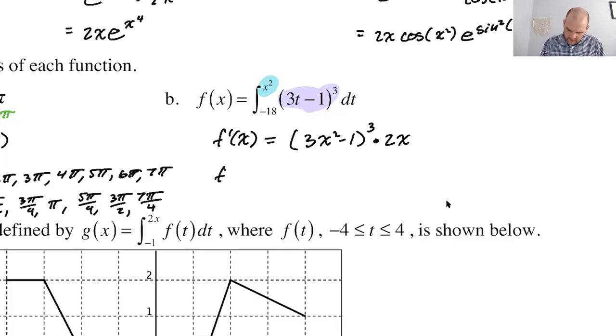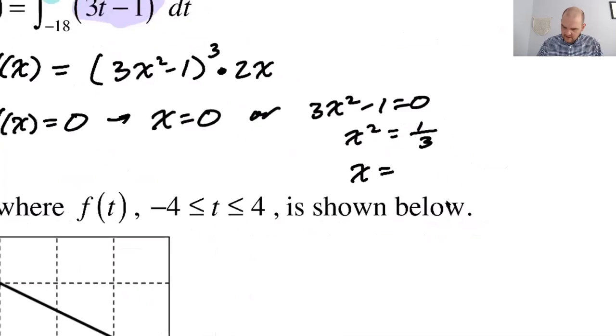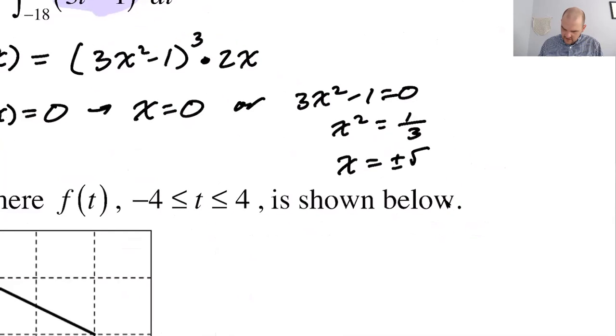Okay, so if f prime is going to be 0, then either x is 0 for sure, or we get 3x squared minus 1 equals 0. So x squared equals 1/3. So x equals plus or minus... It's fixing all these things that don't need fixing. Okay, let's try that again. x is plus or minus radical 3 over 3. So these would be the critical points.